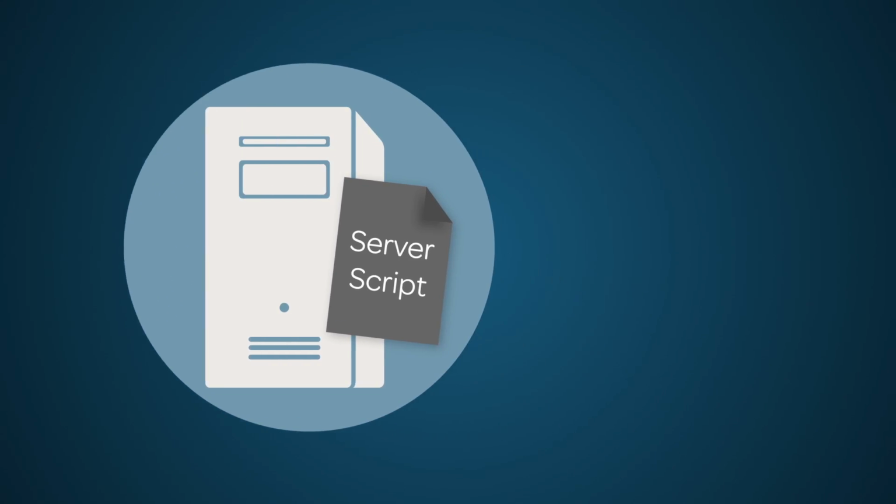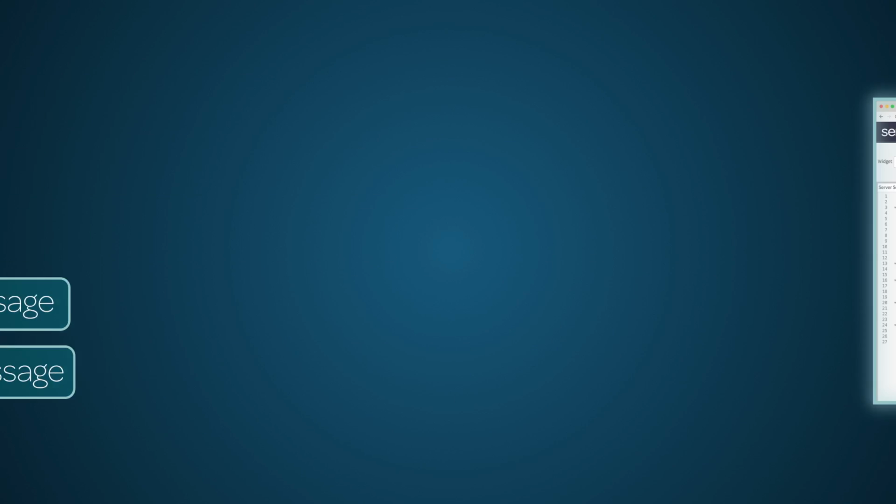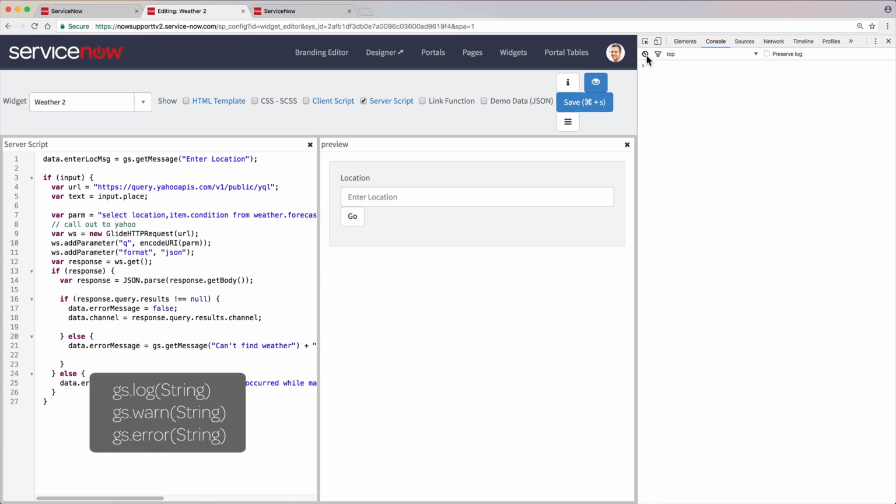Now let's look at some normal ServiceNow functions that you can also use in server scripts to troubleshoot Service Portal. The gslog, gswarn, and gserror commands output text to the syslog database table. In our example, we add a gslog and a gswarn command to the server script. Then we refresh the page and enter a value.